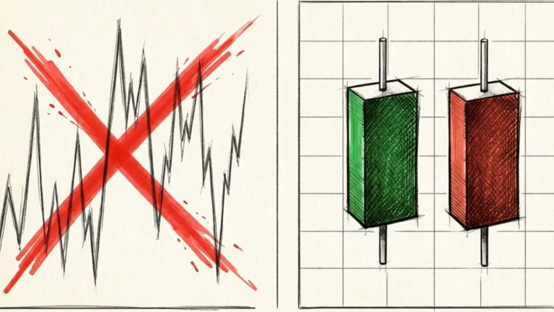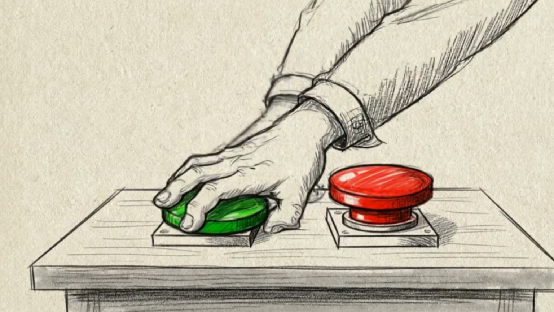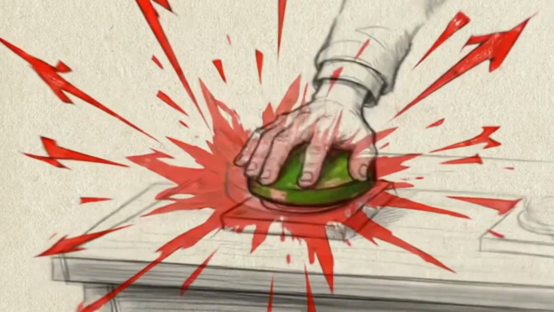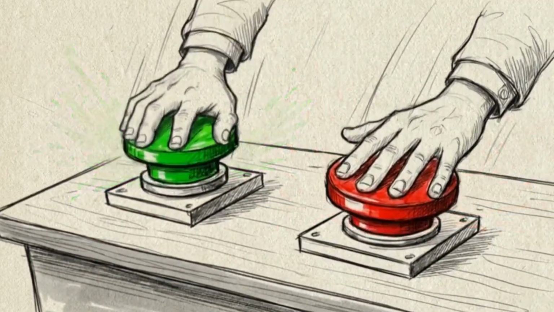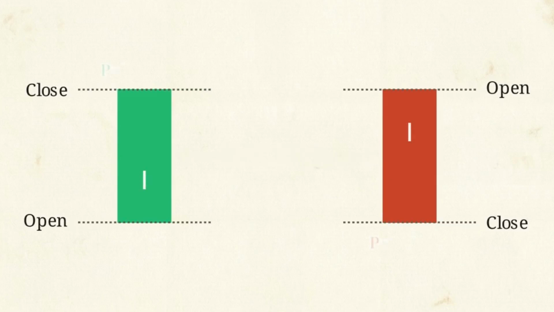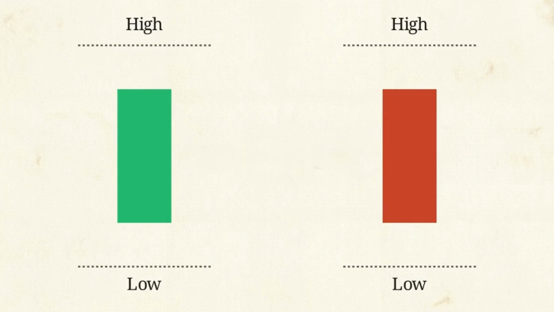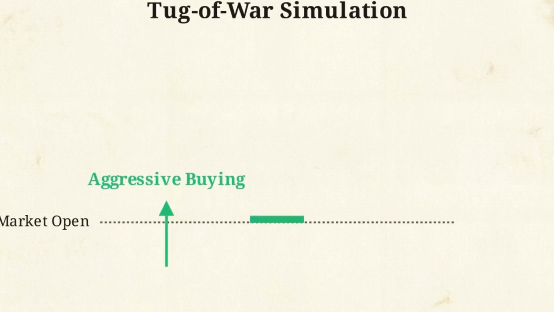Step 1. Switch your charting software from standard line charts to Japanese candlesticks. Line charts only show where a stock closed at the end of the day, which hides the intraday war between buyers and sellers. Every candlestick represents a specific window of time. The solid-colored part is the body. This shows the gap between the price at the open and the close. Green indicates the price rose during that window. Red indicates it fell. The thin lines sticking out of the top and bottom are the wicks.